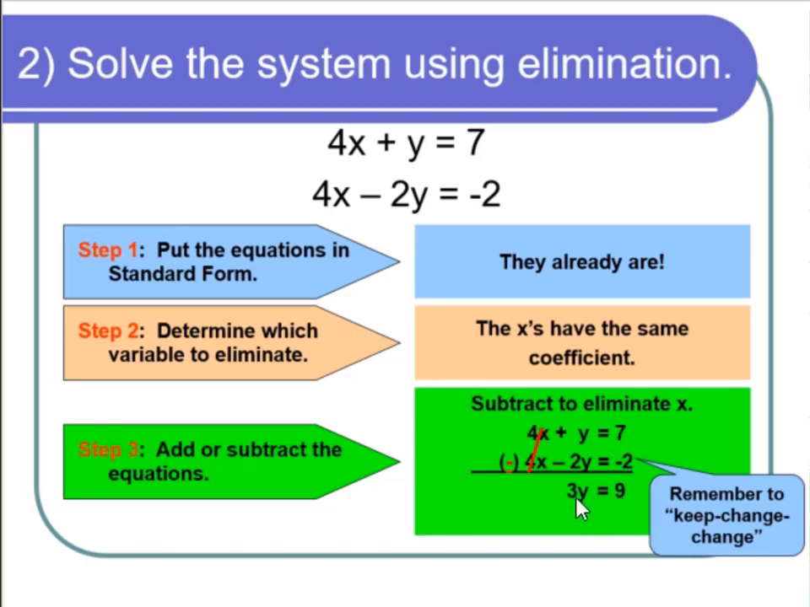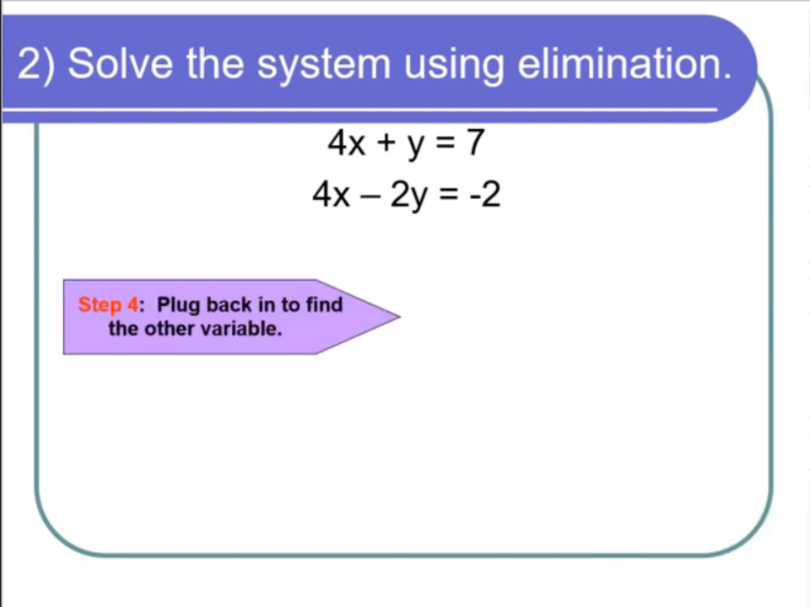We have here 3 as the coefficient of y. To remove 3, we need to divide both sides of the equation by 3. 3y divided by 3 is equal to y, and 9 divided by 3 is equal to 3. Fourth step, we plug back in to find the other variable.